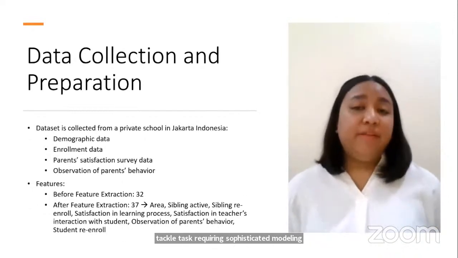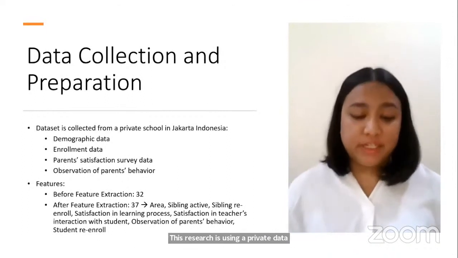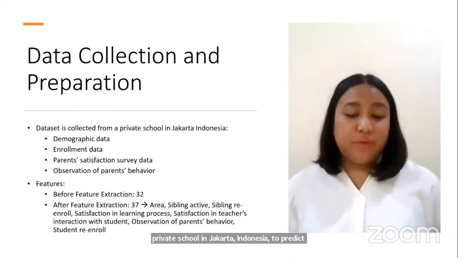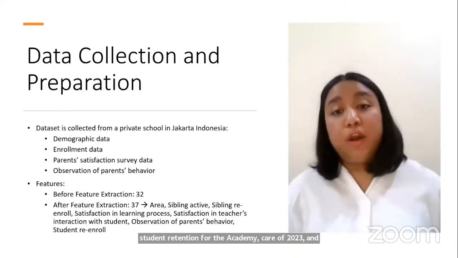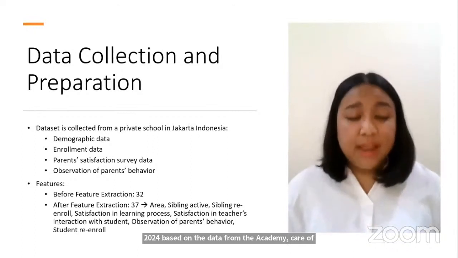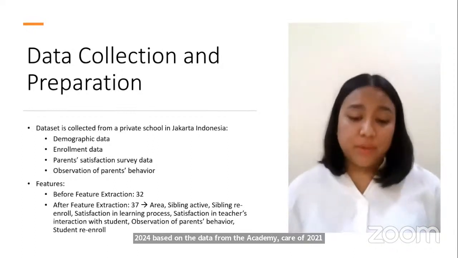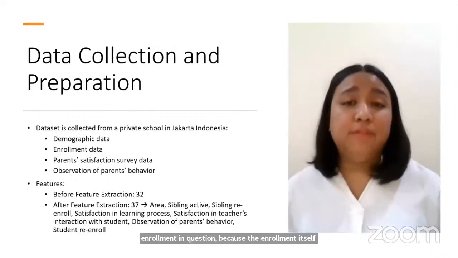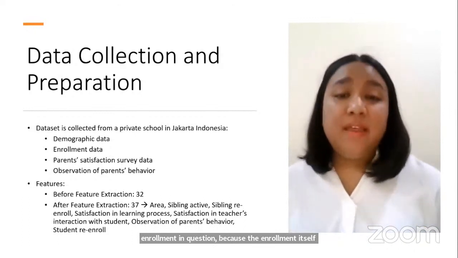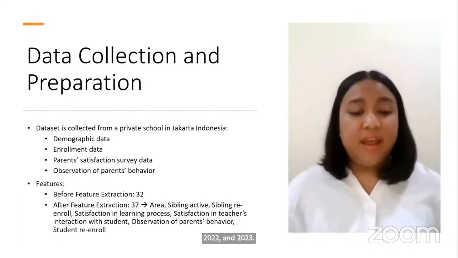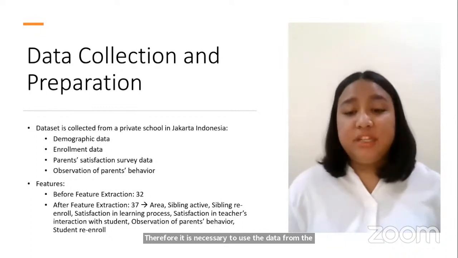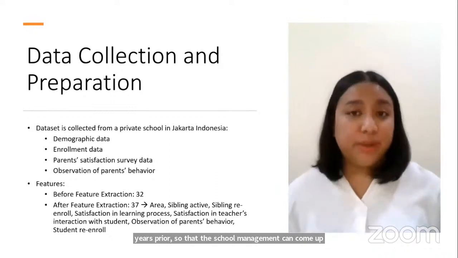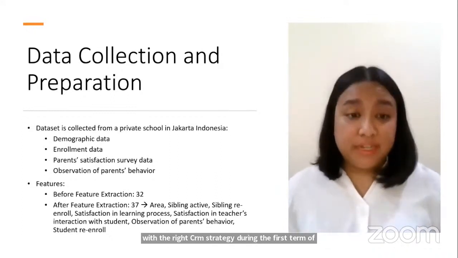This research is using a private dataset from a private school in Jakarta, Indonesia, to predict student retention for the academic year of 2023 and 2024 based on the data from the academic year of 2021 and 2022. The collected data is from 2 years before the actual enrollment in question, because the enrollment itself will start in the second term of the academic year of 2022 and 2023. Therefore, it is necessary to use the data from the 2 years prior so that the school management can come up with the right CRM strategy during the first term of 2022 and 2023 academic year to maintain student retention.